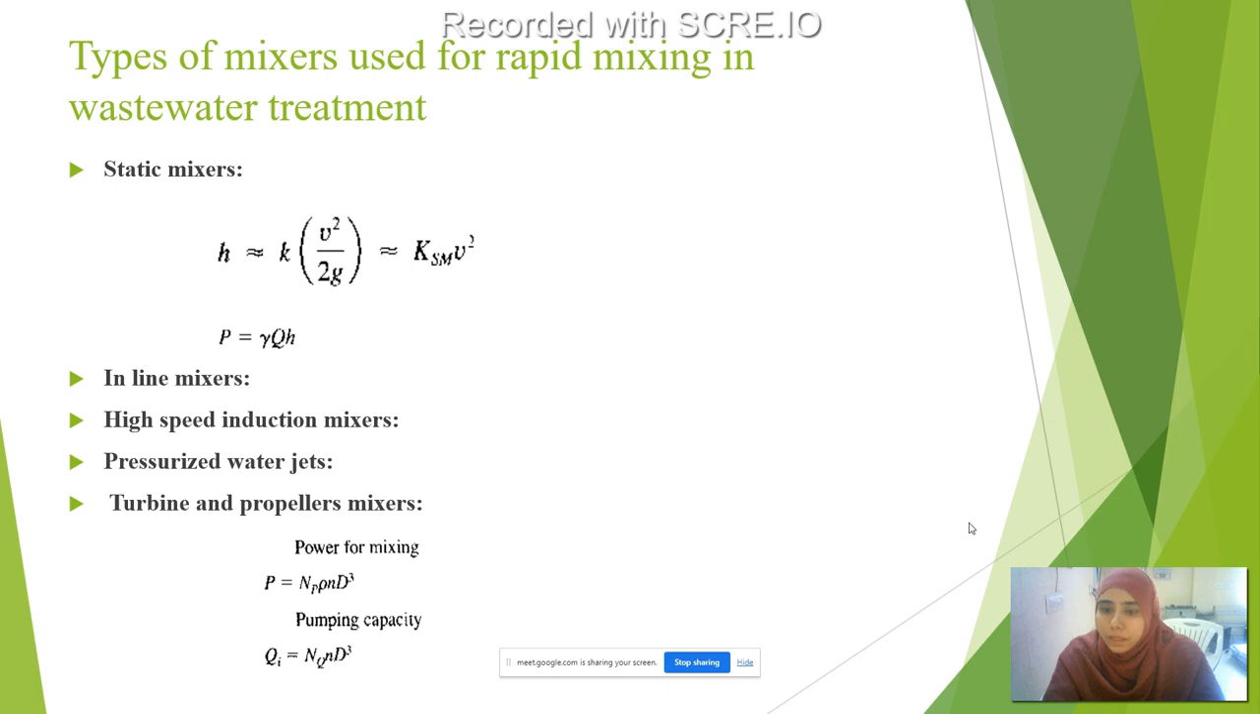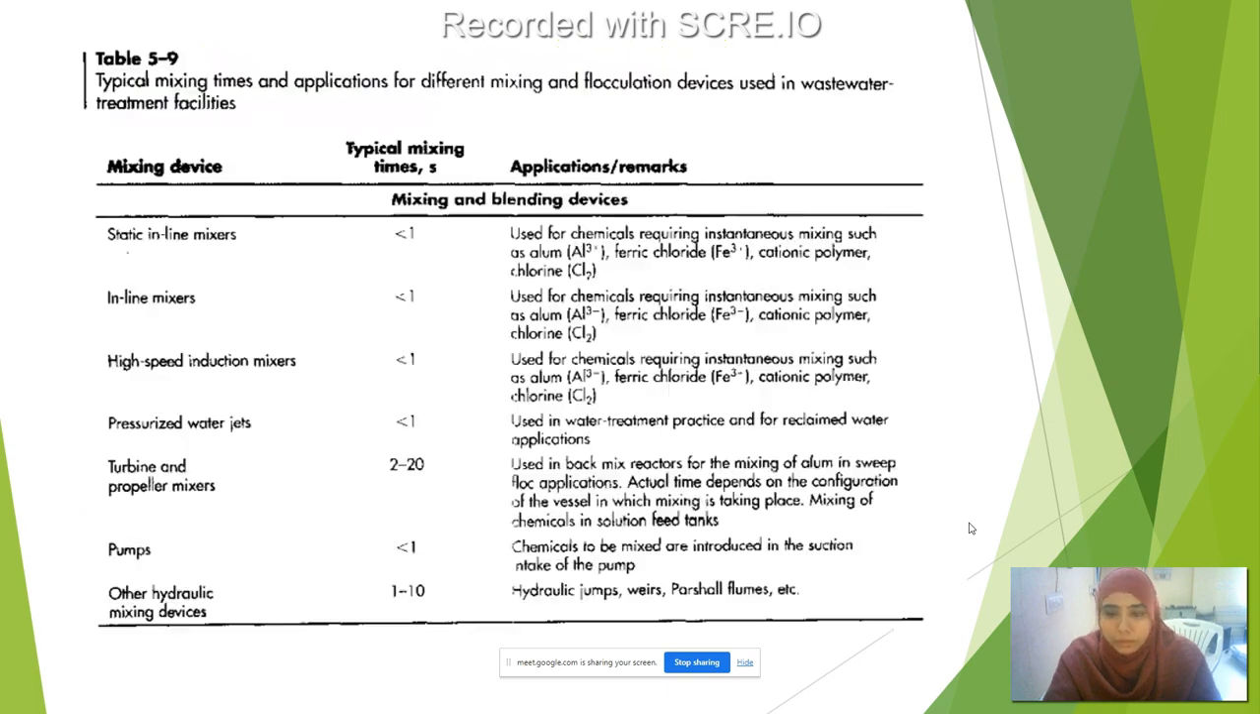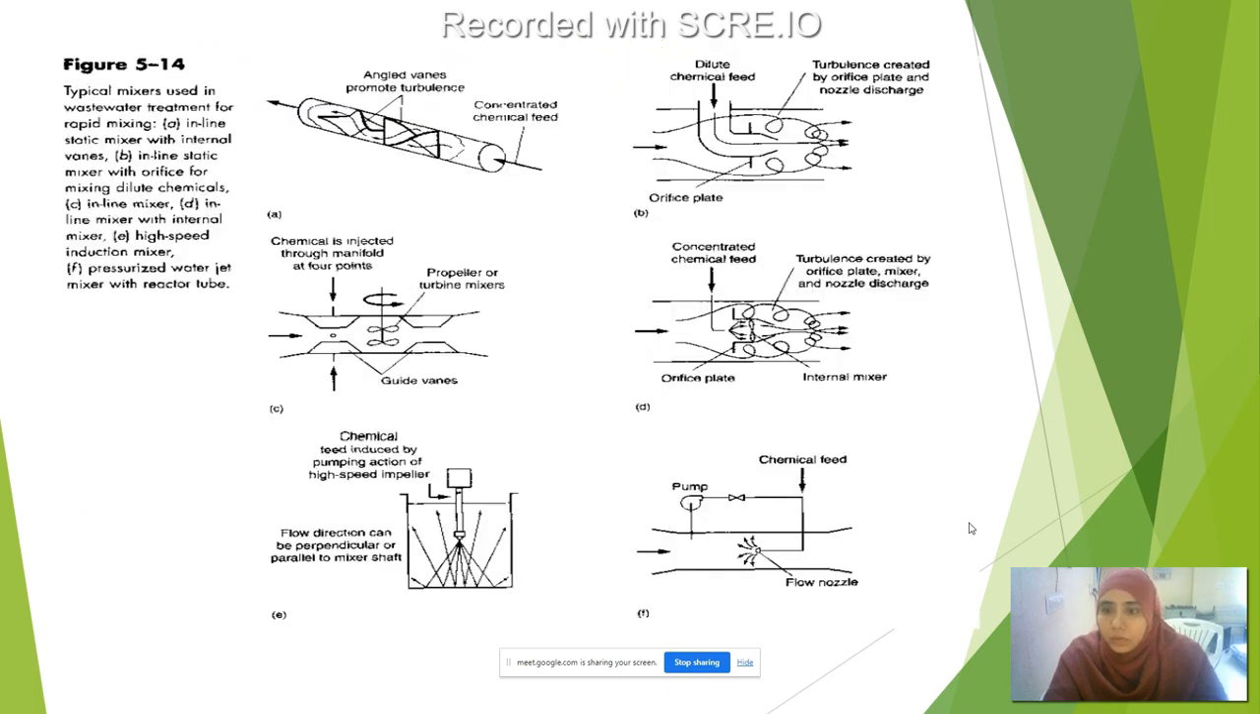Now coming to high speed induction mixers. As you can see here, the high speed induction mixer is an efficient mixing device for a variety of chemicals. The propeller device is shown here.